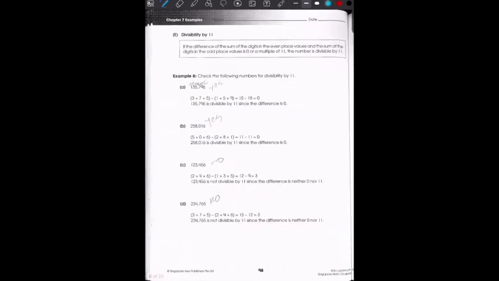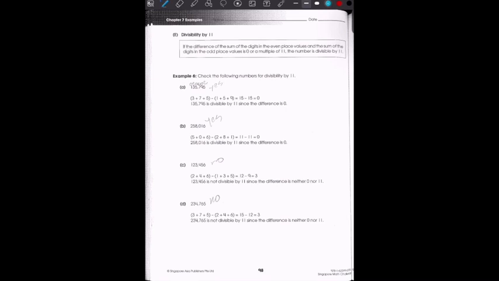Now we're going to talk about divisibility by 11. If the difference of the sum of the digits in the even place values and the sum of the digits in the odd place values is 0 or a multiple of 11, the number is divisible by 11. So the key point is that if this difference is 0 or a multiple of 11, then that tells us that the number is divisible by 11.